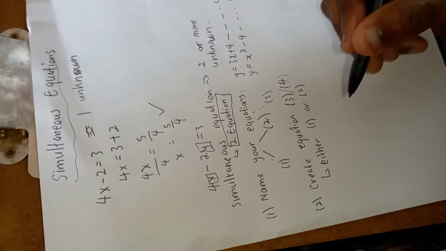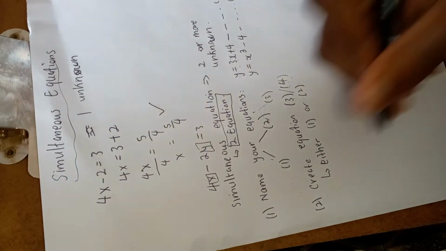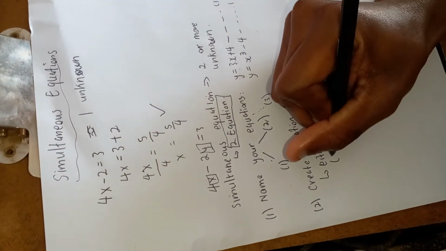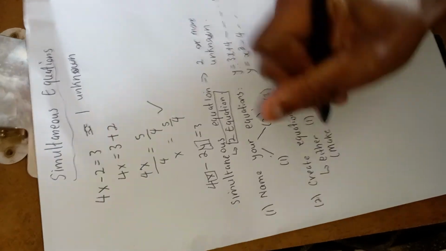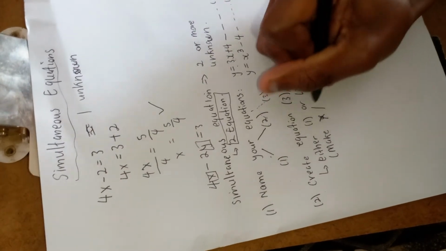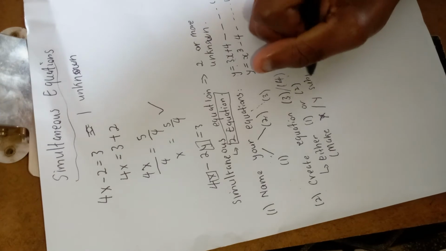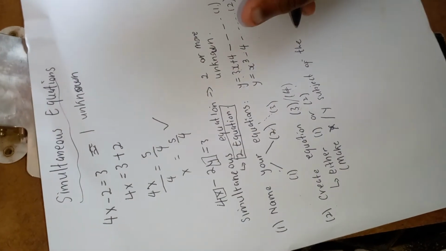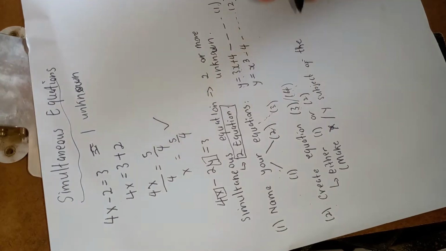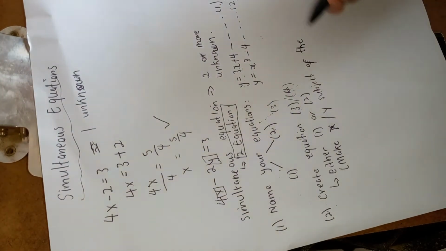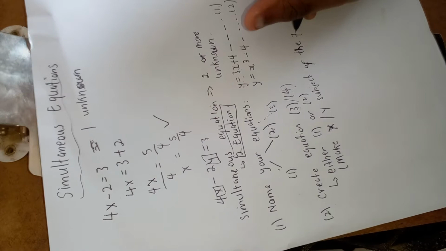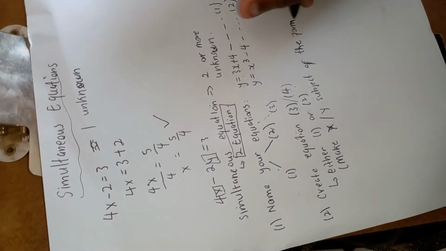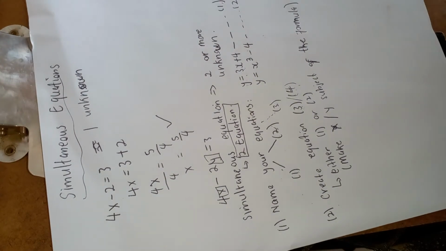What you do is you make x or y the subject of the formula. It depends on which variable you choose to make. You make x or y the subject of the formula. So that's how you create the other equations. It's either you make x or you make y to be the subject of the formula.